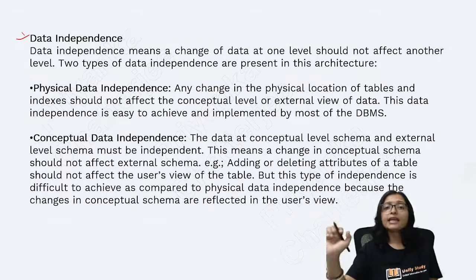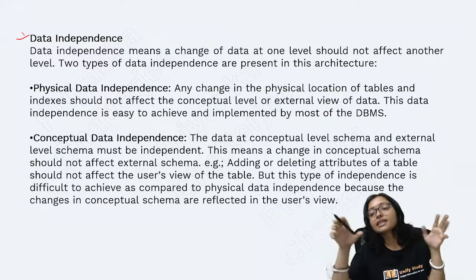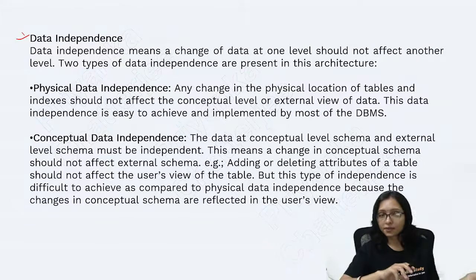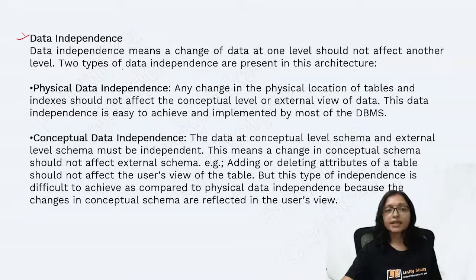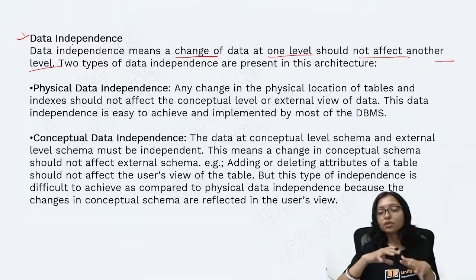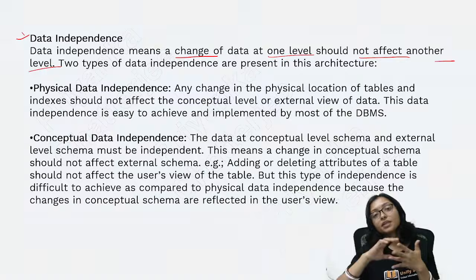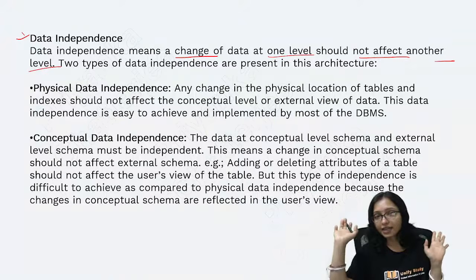Right? Data independence. What is data independence? There will be no dependency between each and every level. There are 3 levels, and in the 3 levels there will be no dependency. Data independence means the changes of the data in one level should not affect another level. If you are doing something in one level, it should not affect another level. That is the data independence.